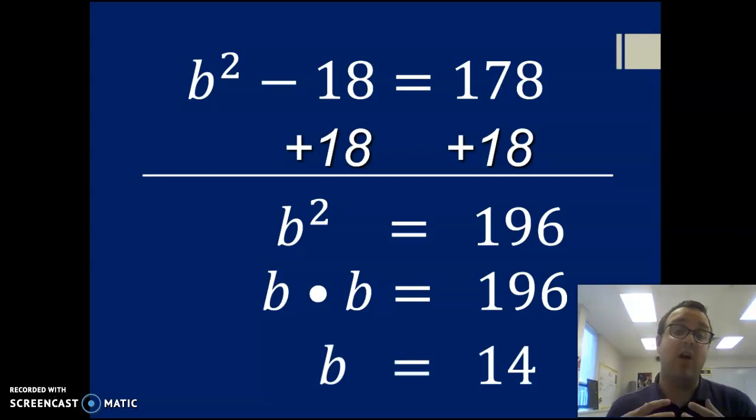But that's actually not the only answer that can make that true. There's actually another one. We're going to add a little plus or minus in front of this 14 because it could be a positive 14 or a negative 14. Negative 14 times negative 14 also equals 196. So when we have these squareds, we actually can get more than one answer, all right?